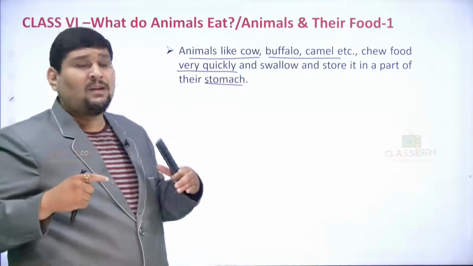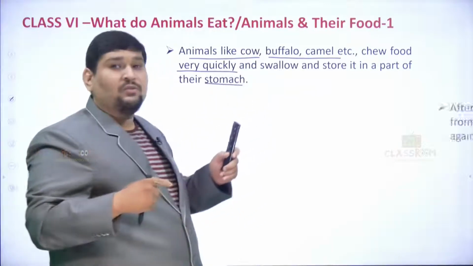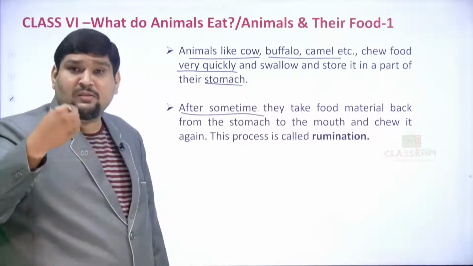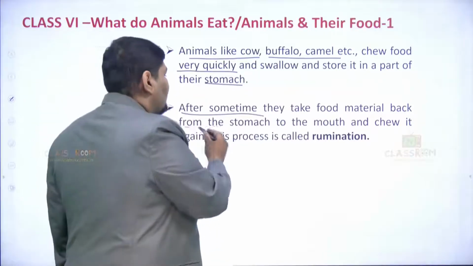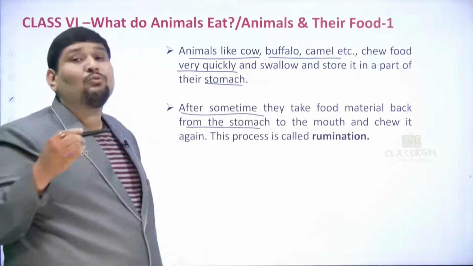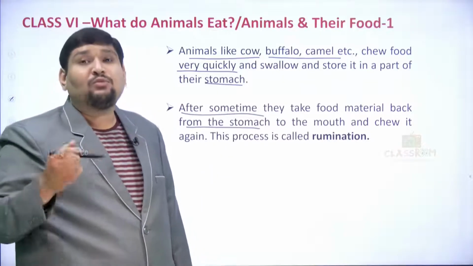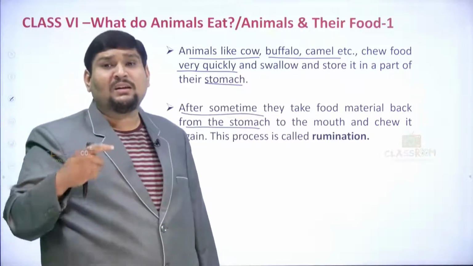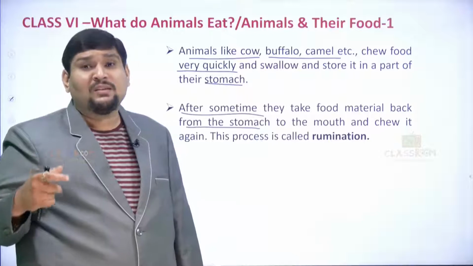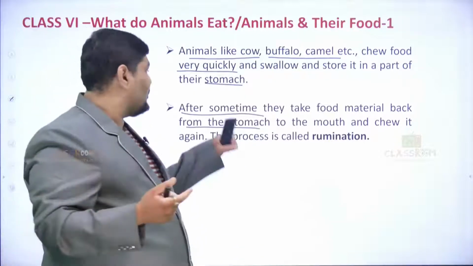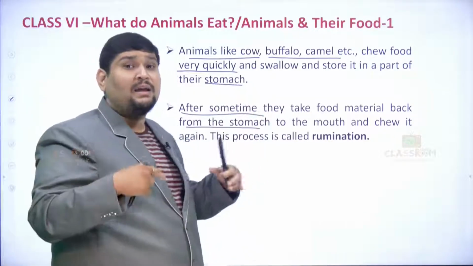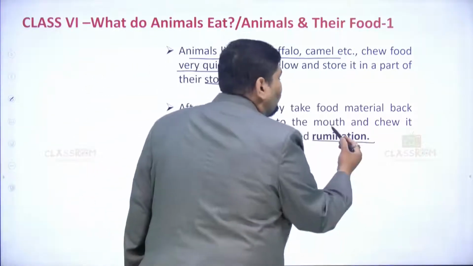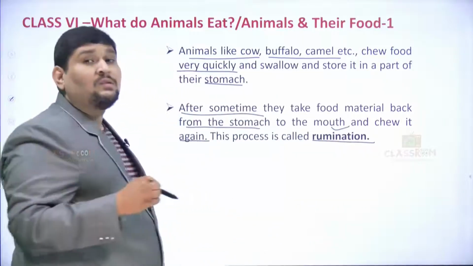They chew it, then they store it in a part of the stomach, and as you know, after some time they take the food material back which they had swallowed. Once they bring it back from the stomach to the mouth, they start chewing it again. This process gets continued for many consecutive times. They get the food back from the stomach to the mouth and chew it again, and this process is called rumination.